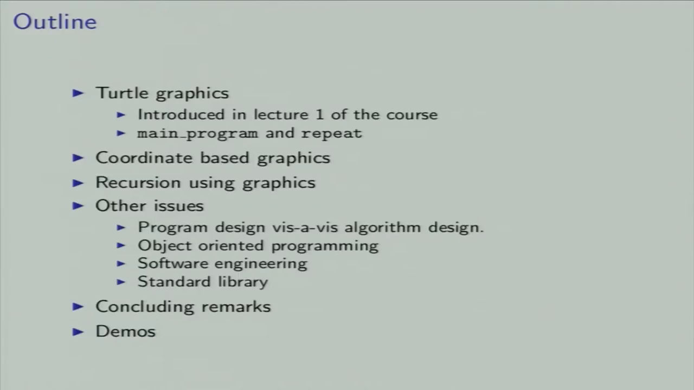Then I'll talk about some other, more standard issues. I'll try to clarify what, in my opinion, is the difference between program design and algorithm design. After all, when you teach a programming course, there is always this thin line when you assign a program: is the key part of this algorithm design, or is the key part of this program design? So that clarity is necessary, and I'll say something about how I have tried to make a distinction between the two. I will also talk about the role of object-oriented programming in introductory programming. I'll talk a little bit about software engineering. I'll talk about standard libraries.